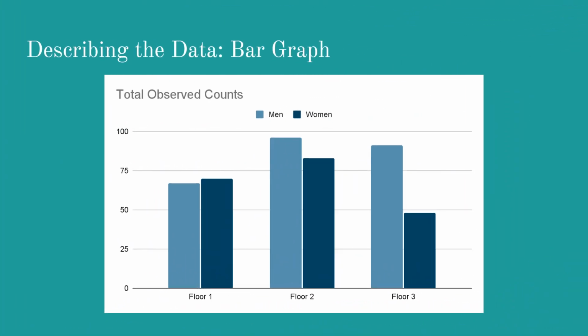The second descriptive statistic for the chi-squared test is a graphical summary. You can use a bar graph or a pie chart. We decided to use a bar graph. In this bar graph, titled Total Observed Counts, we can see a representation of the data for each floor and each category. So we can see the proportion of men versus women on each floor.